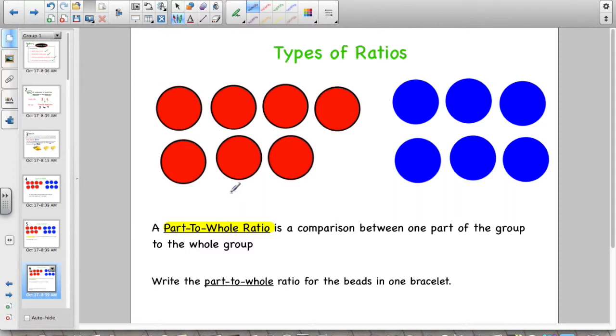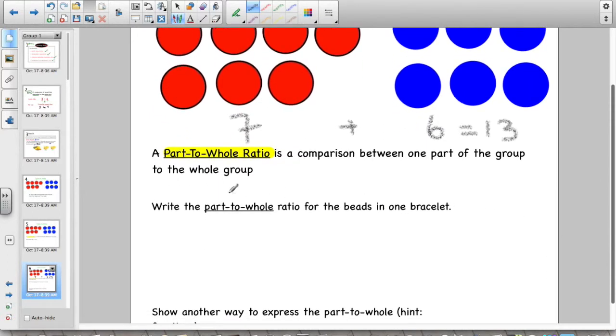So remember, we had 7 red beads and 6 blue beads, for a total of 13 beads altogether. So if I wanted to create a part-to-whole ratio, I could compare one part of the group to the whole group. So one example of a part-to-whole ratio here: our whole group would be 13 beads, right?